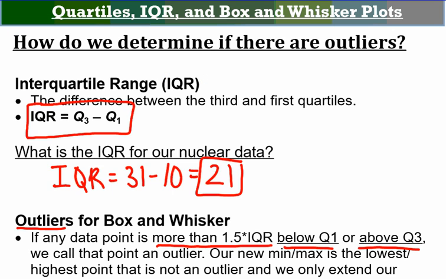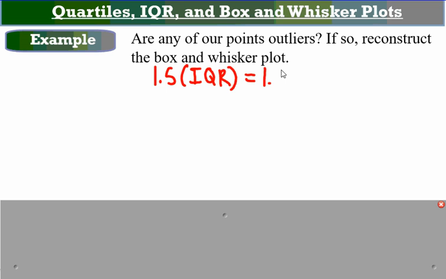Our interquartile range was 21, so we need 1.5 times 21. 1.5 times 21 is going to leave us at 31.5. So if I am more than 31.5 above quartile 3 or below quartile 1, I'm going to be an outlier. Well, let's find what those values are.